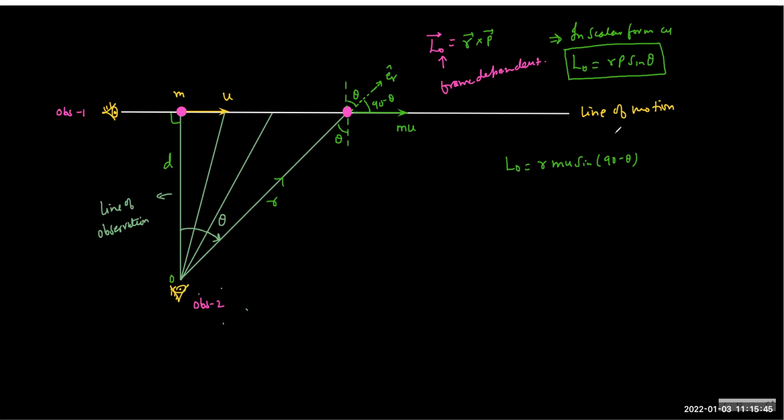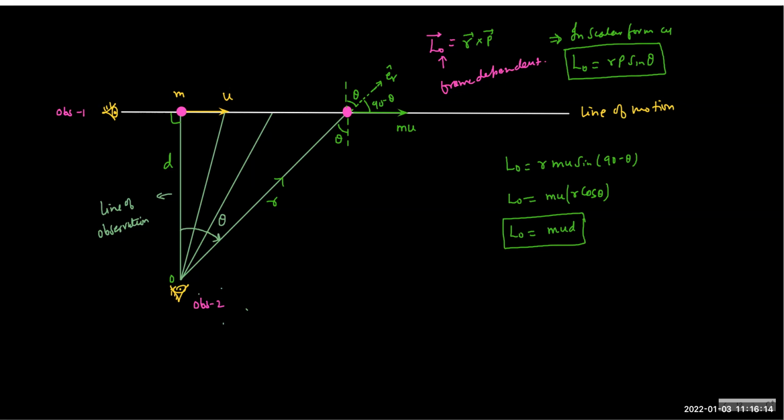So now, if you just simplify this part, you will get mu r cos theta. And does anybody realize what r cos theta is? r cos theta is the d value, d. So now you can see the answer is pretty simple. It is mu d.